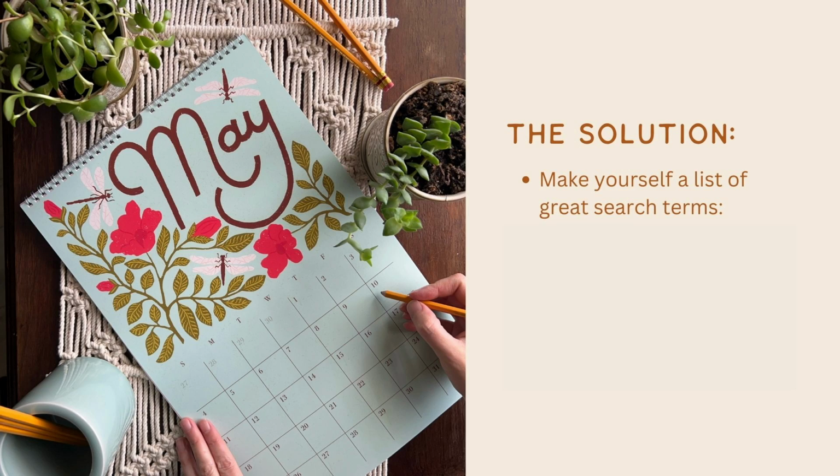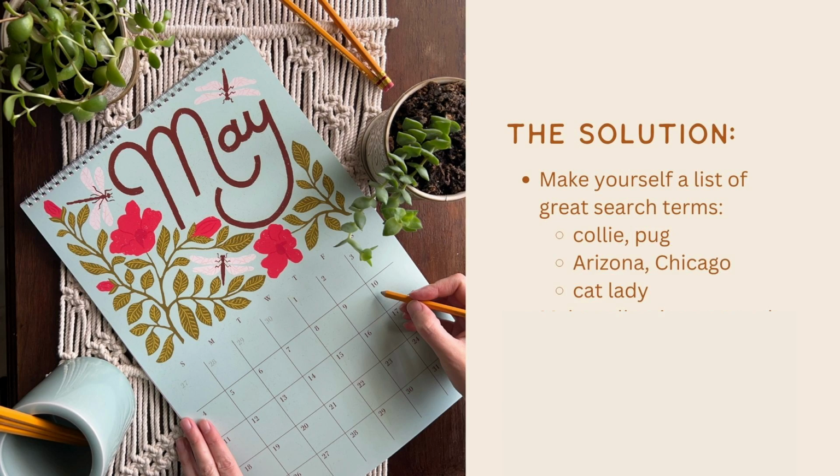I think a big part of the solution is to, number one, make yourself a list of great search terms. I'm sure you already know this, but online shopping is run by search terms. It is literally the only way that people find your art. So it's really important that your art starts with a search term. So some examples are collies, pugs if you want to do some dog themed stuff, Arizona or Chicago if you want something location themed, or cat lady if you want to go for an identity search term.